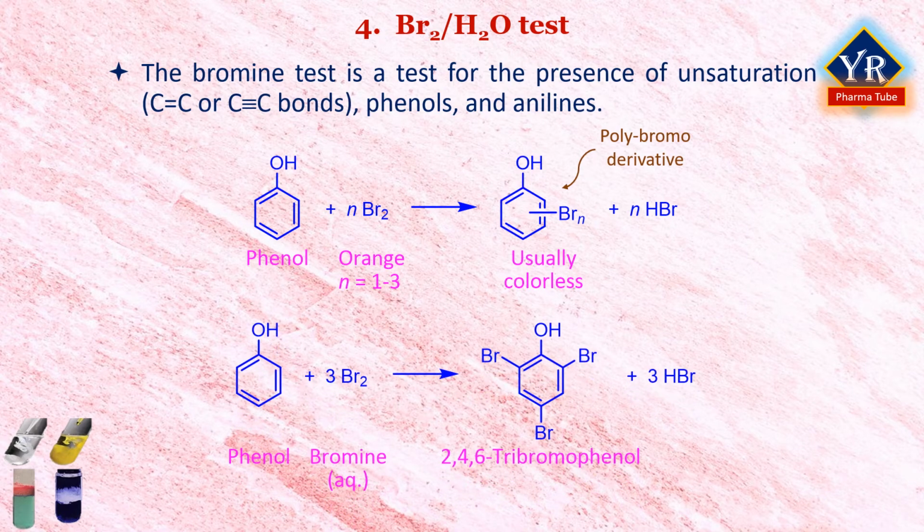All hydrogen atoms present at ortho and para position in phenol with respect to the hydroxyl group are replaced by bromine atoms. Thus, by reaction of phenol with bromine, a white precipitate of tribromophenol is formed.